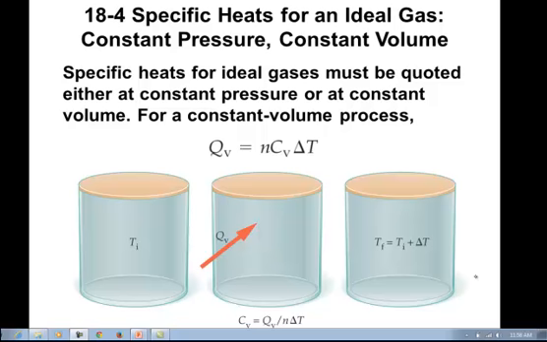Specific heats for ideal gases have to be either constant volume or constant pressure because they're going to be slightly different. So for a constant volume process, we can see they put a little V here. So the heat for constant volume is N, your number of moles, times your specific heat at constant volume, times your temperature change.